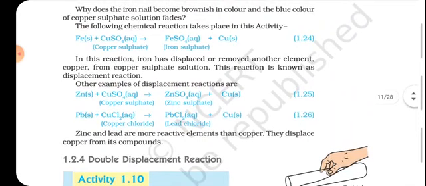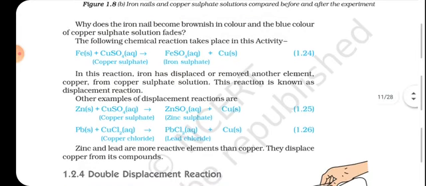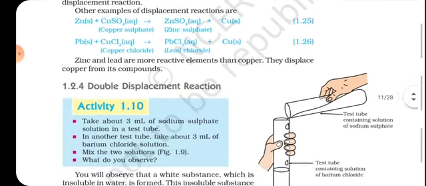I am repeating the definition one more time. Please note that whenever in a chemical reaction the more reactive element takes the place of the weaker element or removes the weaker element, it is known as displacement reaction. See, from all the examples given over here, you can also check that copper is the least reactive. Zinc and lead are more reactive elements than copper. They displace copper from all its forms.